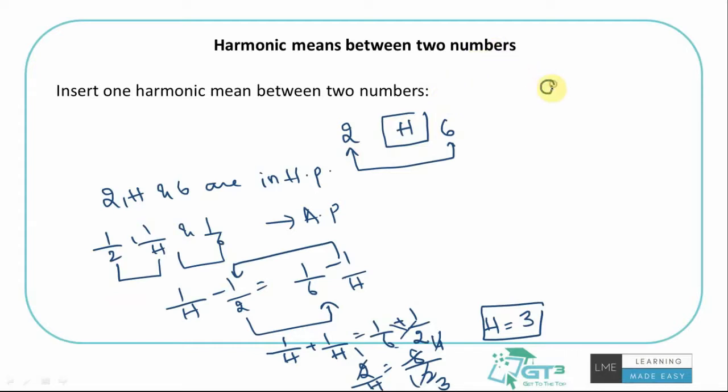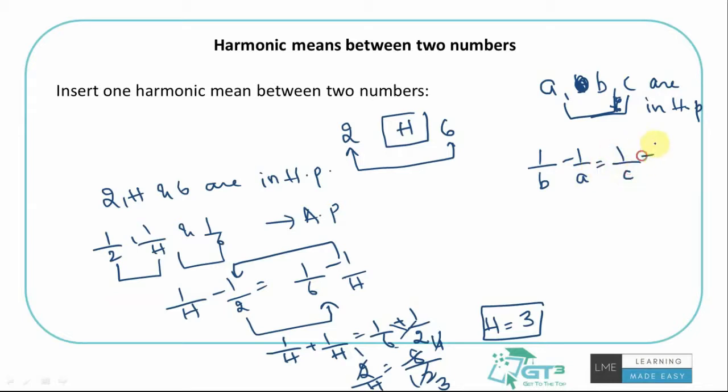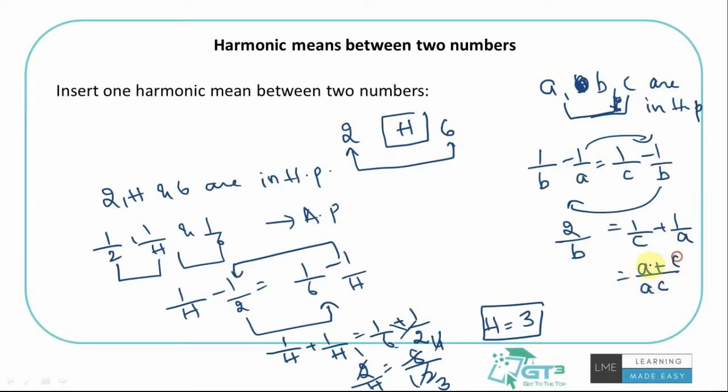Let's assume A, B and C are in HP. So B is technically the harmonic mean of A and C, right? So as we said, 1 by B minus 1 by A is equal to 1 by C minus 1 by B. So I send this side and this side. It will be 1 by C plus 1 by A. 1 by B plus 1 by B will become 2 by B. So this is (A plus C) by AC, equals 2 by B. So B equals 2AC by A plus C.